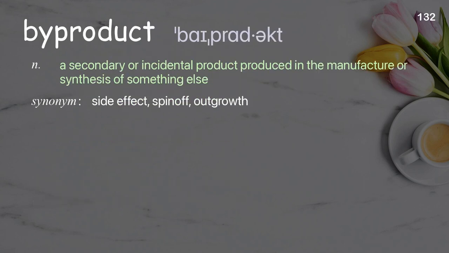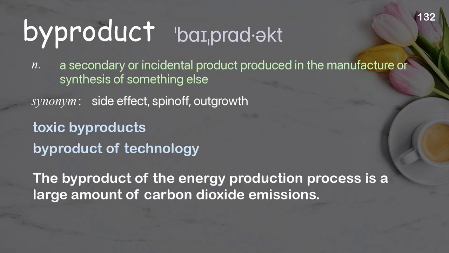Byproduct. A secondary or incidental product produced in the manufacture or synthesis of something else. Examples: toxic byproducts, byproduct of technology. The byproduct of the energy production process is a large amount of carbon dioxide emissions.